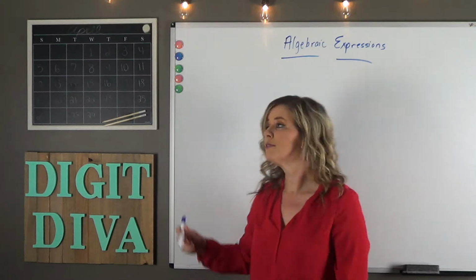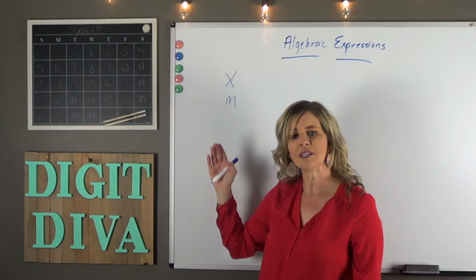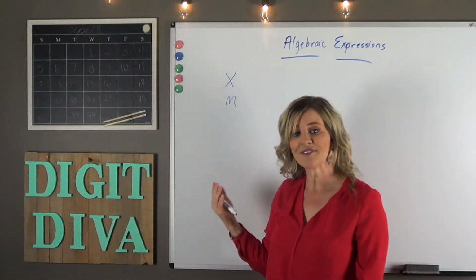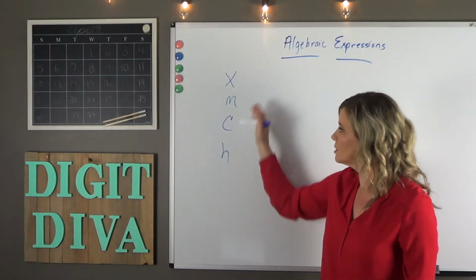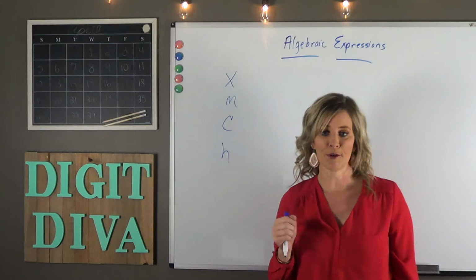So a variable is simply a letter. It can be any letter. It doesn't always have to be X, which is usually the most common letter that you'll see used as a variable. It could be any letter. So all of those letters are variables. They represent an unknown quantity.